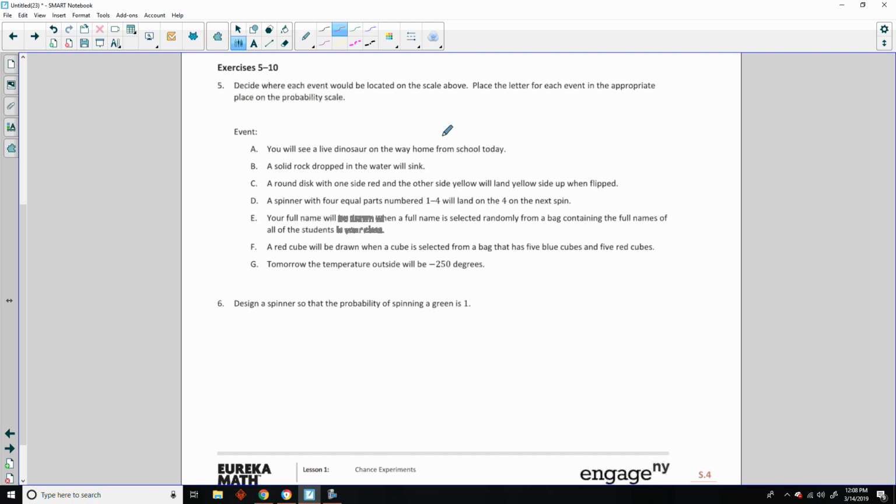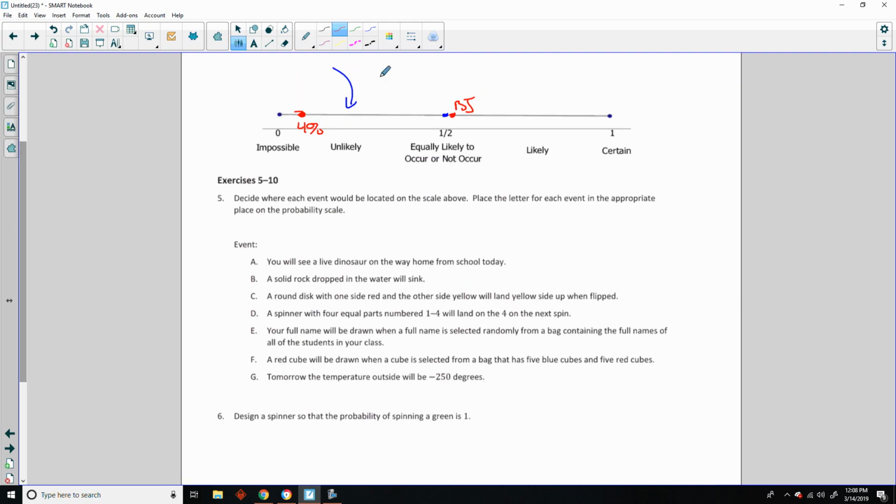Exercise 5 through 10. Decide where each event would be located on the scale above. Okay, so we need the scale, so I better bring that back and let me get rid of my little display here. All right. Place a letter for each event in the appropriate place on the probability scale. Event A. You will see a live dinosaur on the way home from school today. Yeah, I'm going to put that at impossible.